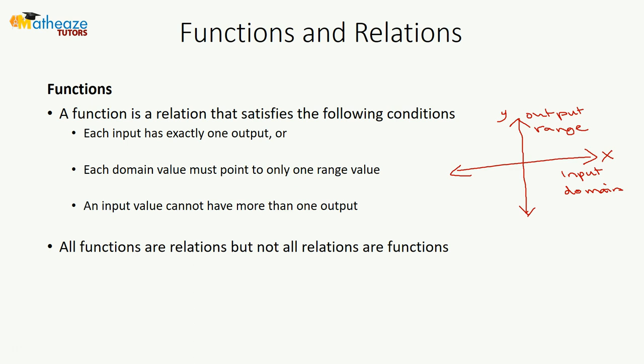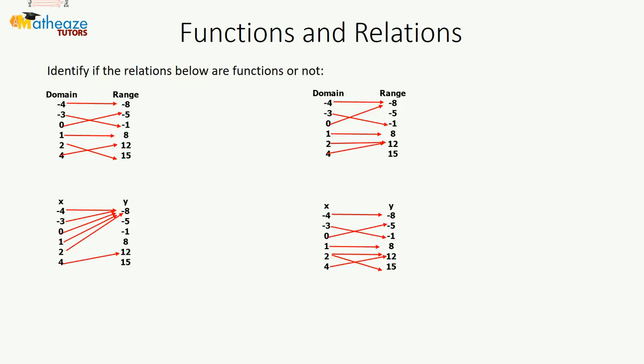And one thing to note here is that all functions express a relationship between variables, but not all relations fulfill the requirements to be considered functions. Now let's look at this and see if we can identify the ones that are functions and the ones that are not functions. So we start with these, let's call this A, B, C, and D.